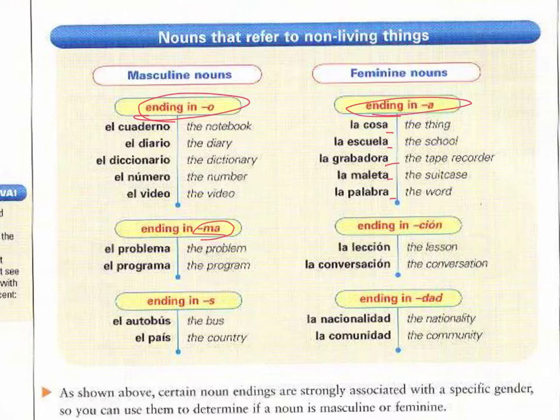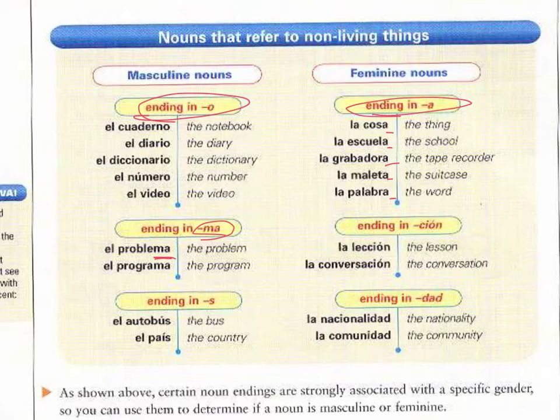I'm sorry, things ending in MA are masculine. So if you looked at el problema, you would see that that ends in an A, and therefore you would think that it would be feminine, but it's really MA, which makes it masculine. So things ending in MA are usually masculine. El problema, el programa, those are masculine. So just keep that in mind.